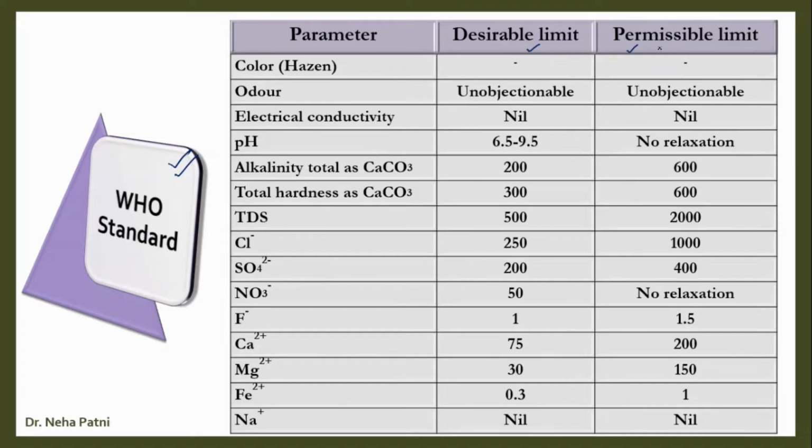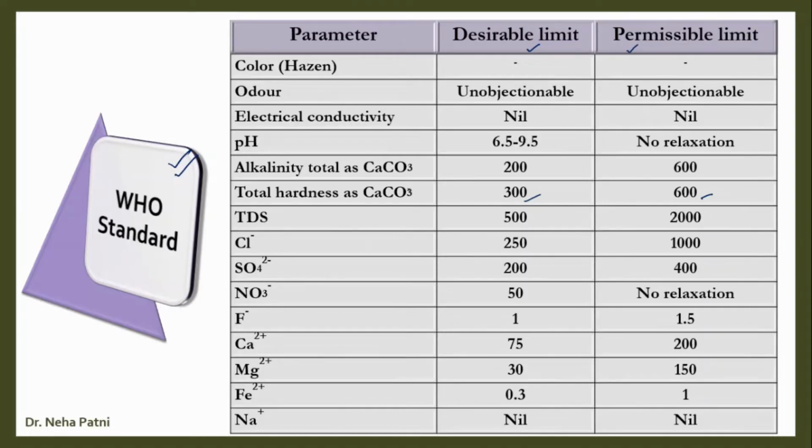Permissible means up to which you can permit it. Desirable is the exact, the ideal limit. Like if you say the total hardness ideal limit is 300, that means ideally the water should not have more than 300 ppm hardness. But it is permissible up to 600. So you can give a relaxation up to 600 depending on the application.